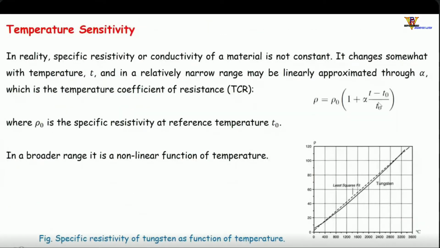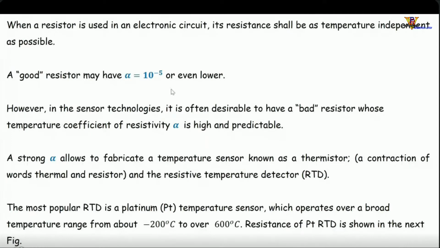If it is negligible, then see what happens with this expression. Alpha times whatever is there can be approximated as very small compared to 1. So rho is always equal to rho naught. At every temperature, it is the same, so it is independent. If alpha is very small, it is termed a good resistor, and that is in fact desired for electronic circuits.